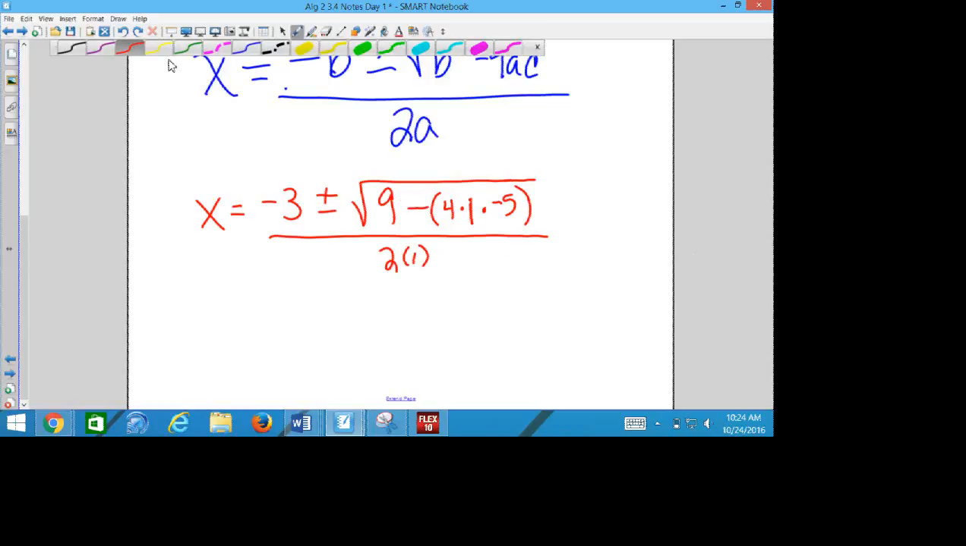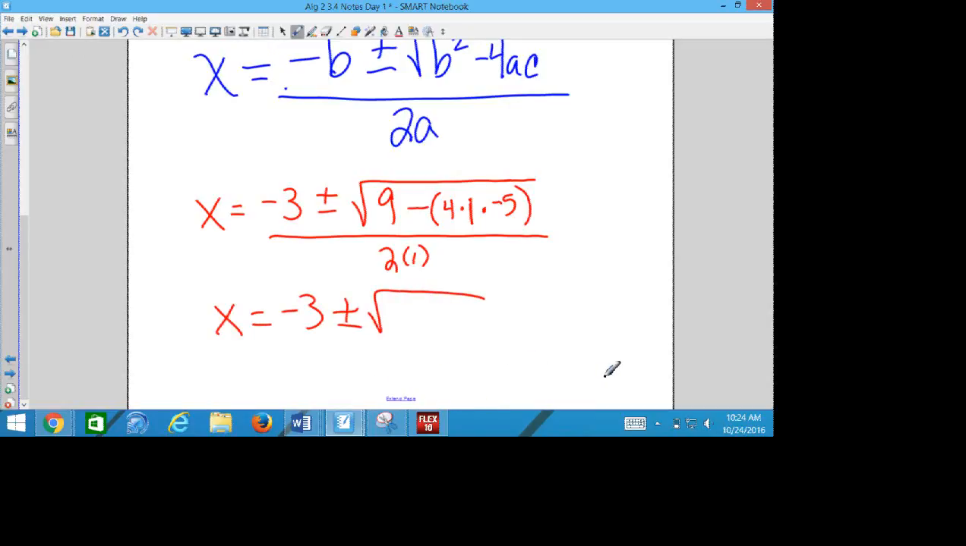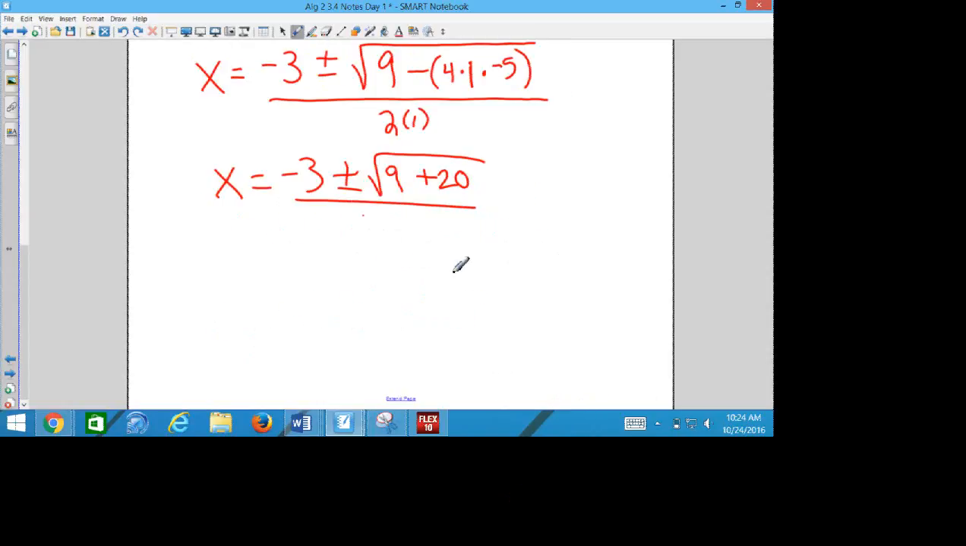Okay, now what we do is we simplify. So we go x equals negative 3 plus or minus square root. Inside I now have 9 plus 20. If you have your addition or your subtraction wrong on the inside, you're going to get the answer wrong. So you have to be on top of your adding and subtracting skill. One more step. X equals negative 3 plus or minus square root 29 all over 2.